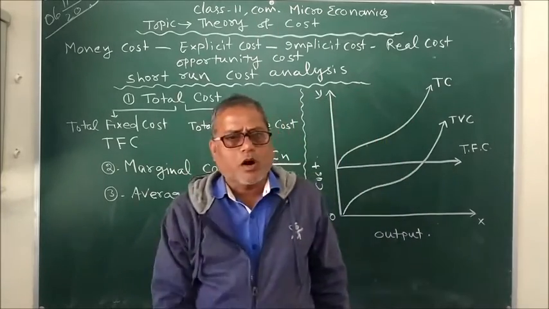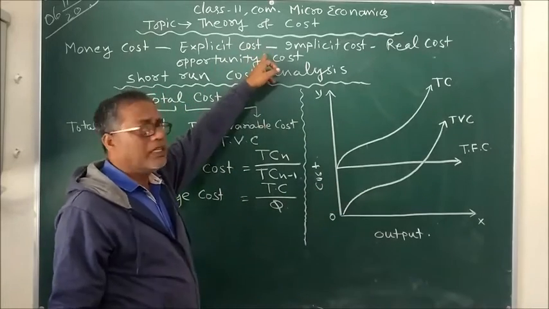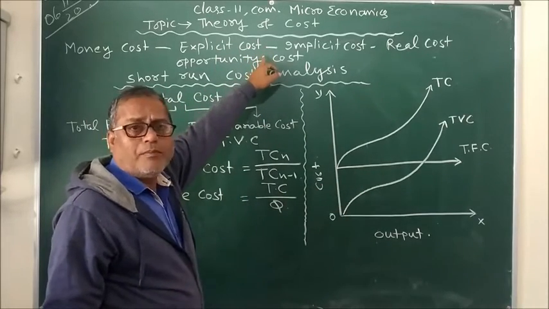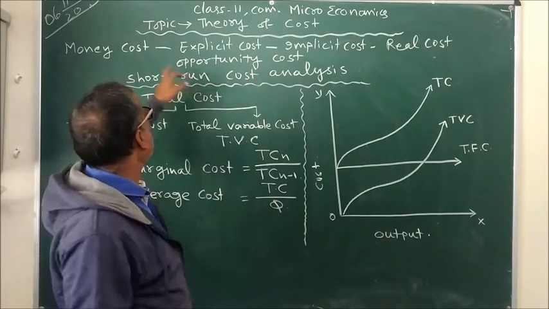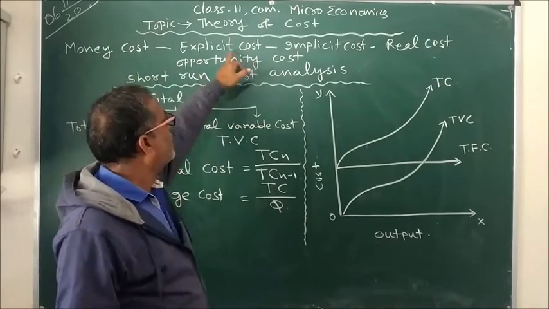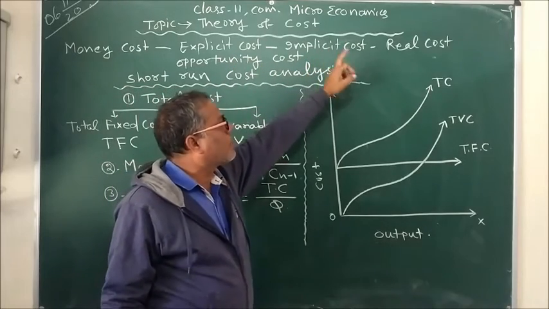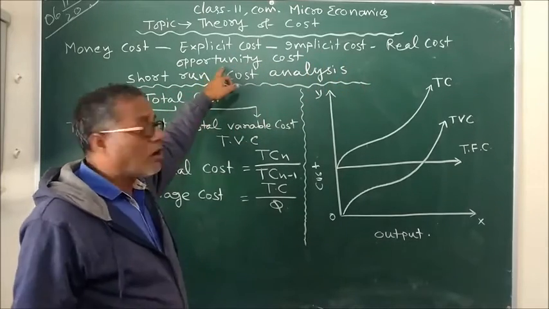Now once we know the meaning of cost, then come to the classification of cost. What are different types of cost? You can see here money cost, explicit cost, implicit cost, real cost, and opportunity cost.